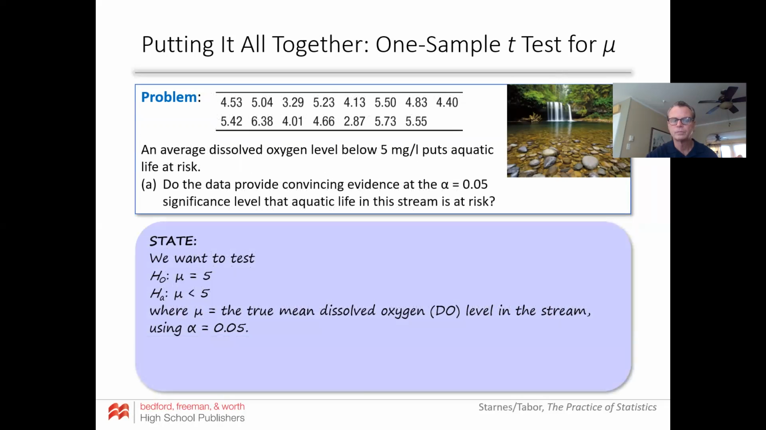So we want to test where the mean is 5. It's a one-tailed test because it's a danger if it's less than 5. Say, do the data provide convincing evidence at this level that the aquatic life in the stream is at risk? See, not equal to 5 doesn't make sense, because if it's greater than 5, it's not endangering the aquatic life, the fish.